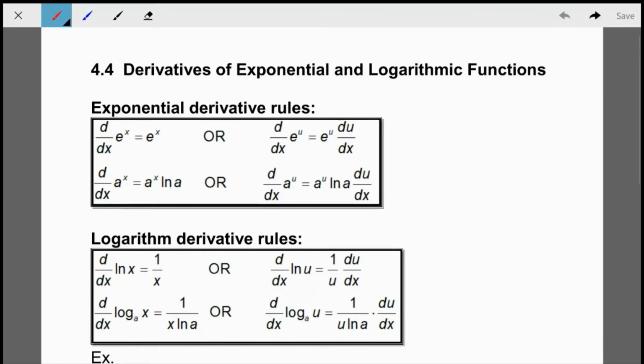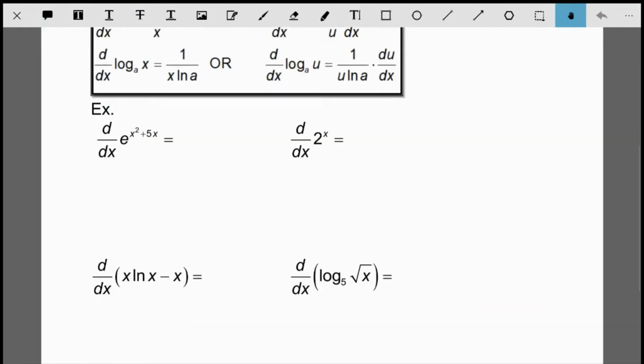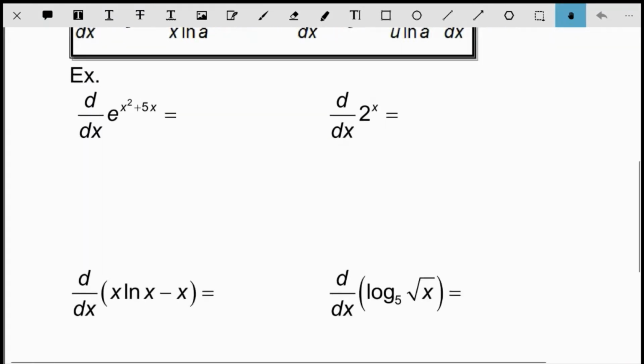All right, so let's take a look at a couple examples, and then I'll have you try some of these. So these are really, really simple derivative rules, and more than anything, it's just a matter of practicing with them enough that you've got the rules memorized.